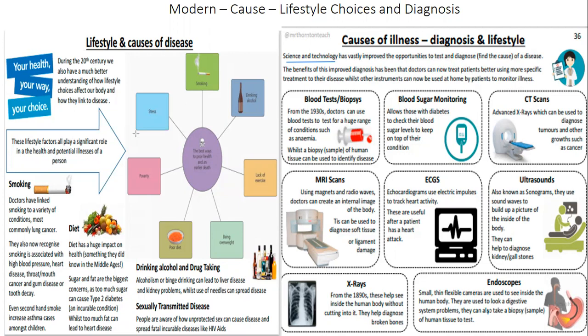And endoscopes were small, thin, flexible cameras where you can see inside the human body. This is where you can see digestive problems. And they can also take biopsies of human tissue in the case of lung cancer, where you can have a bronchoscope. So that is lifestyle cause of disease, and cause of disease with diagnosis and lifestyle.